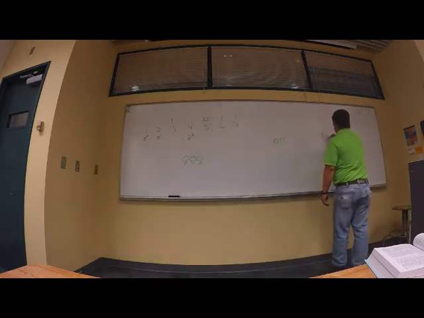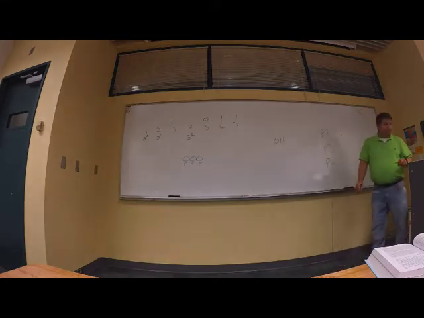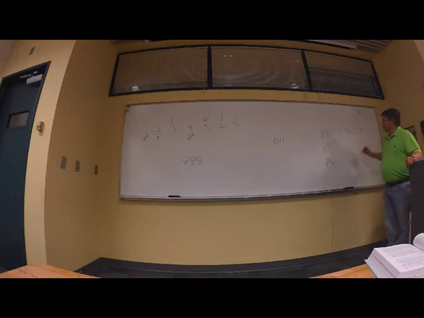So parity 1, parity 2, and parity 4. Parity 1 covers which bits? 1, 3, 5, and 7, right? Because it's 1, so it's all the odd numbers. And parity 2 is what? 2, 3, not 4, then 6 and 7, not 5. Right? And parity 4? Does everybody get why we get this?